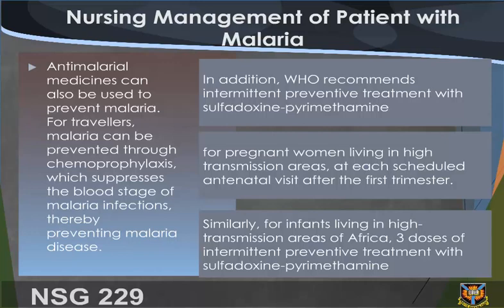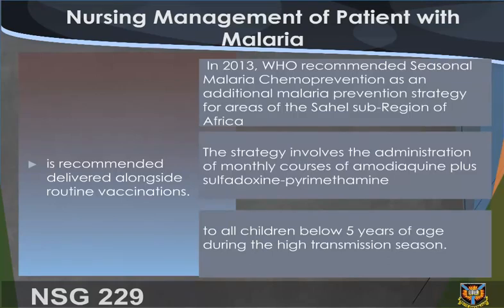In addition, WHO recommends intermittent preventive treatment with sulfadoxine-pyrimethamine for pregnant women living in high transmission areas at each scheduled antenatal visit after the first trimester. Similarly, for infants living in high transmission areas of Africa, 3 doses of intermittent preventive treatment with sulfadoxine-pyrimethamine is recommended, delivered alongside routine vaccinations.